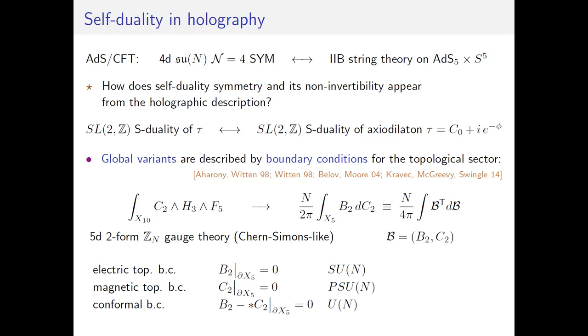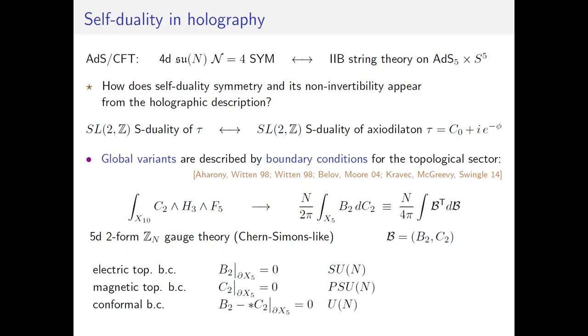So now, how do we choose the gauge group on the boundary? Well, in holography, you have to specify boundary conditions for all the fields in the bulk. And so in particular, we have to specify boundary conditions for this topological sector. For instance, we can choose electric topological boundary conditions. We set B2 to zero at the boundary. If you do that, we get the SU(N) theory. We could choose magnetic topological boundary conditions and set C2 to zero. This gives us the PSU(N) theory.